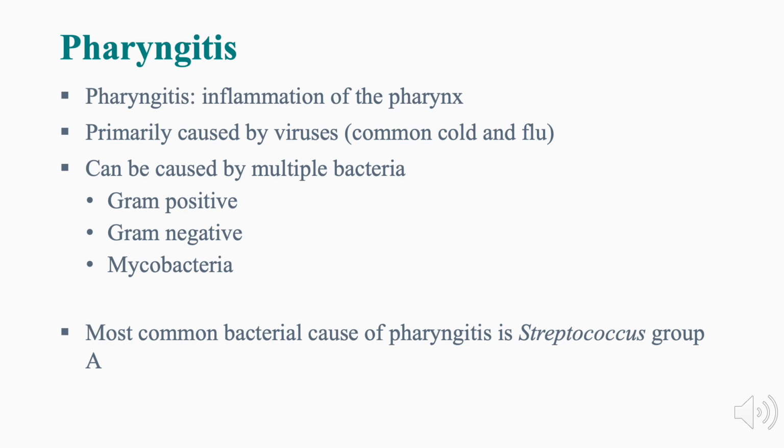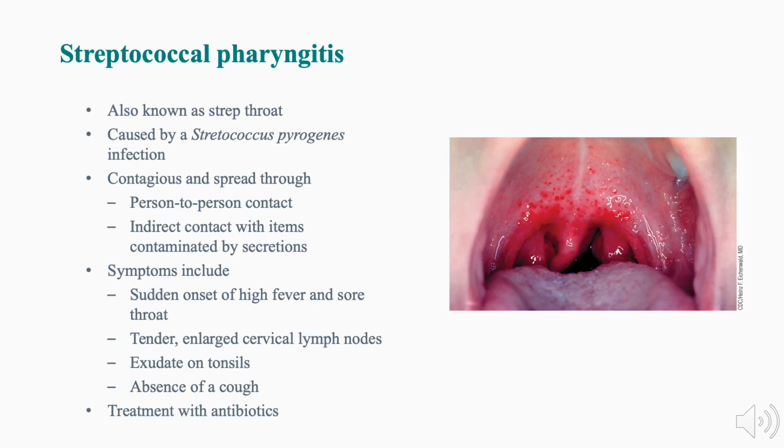Pharyngitis, also known as a sore throat, is inflammation of the pharynx and is primarily caused by viruses, such as the common cold and flu. It can also be caused by multiple bacteria, such as gram-positive, gram-negative, and mycobacteria. The most common bacterial cause of pharyngitis is Streptococcus group A.